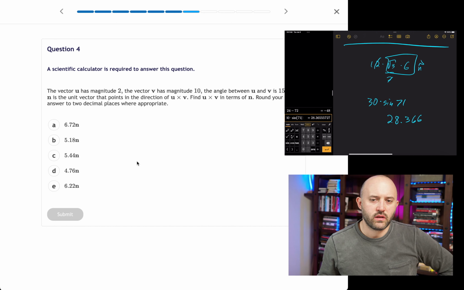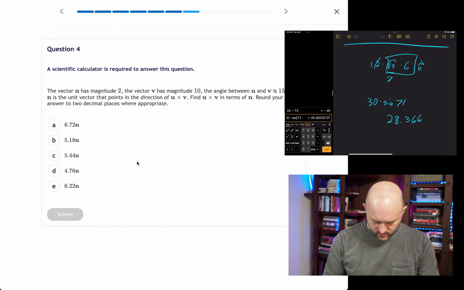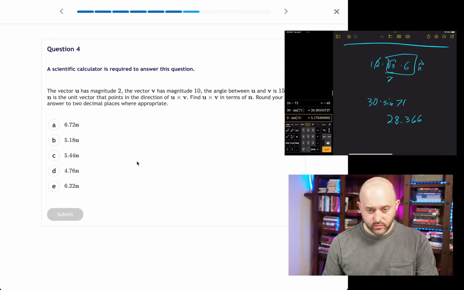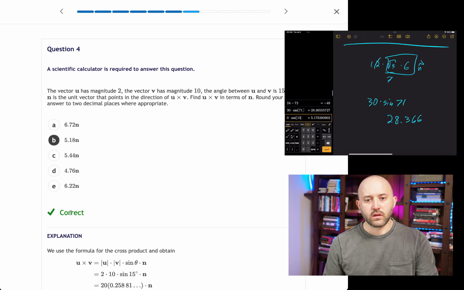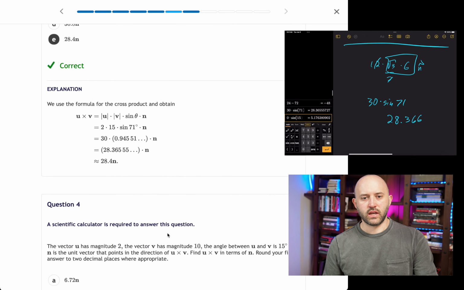Magnitudes 2 and 10, angle 15. Round it to the nearest answer. All right, let's go faster then. 2 and 10 is 20 times the sine of 15 degrees, which is 5.2, 5.18. Oh, were you late on that one? Yeah, you got E on that one.